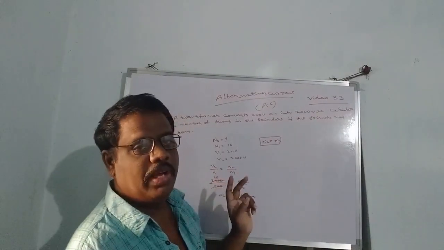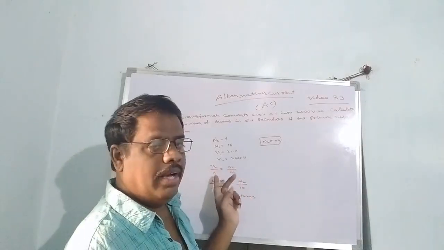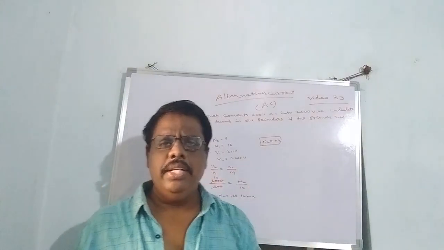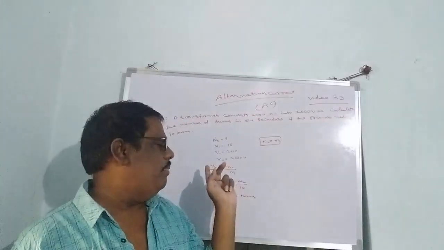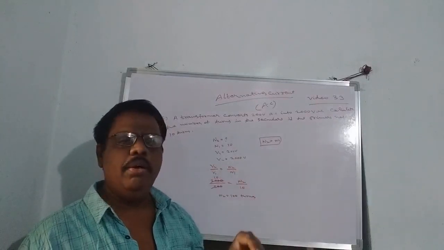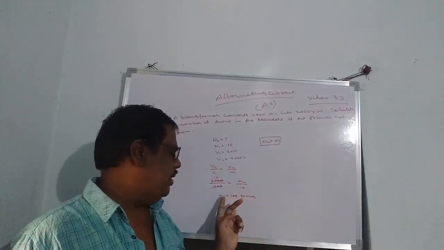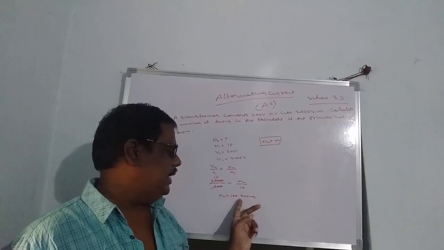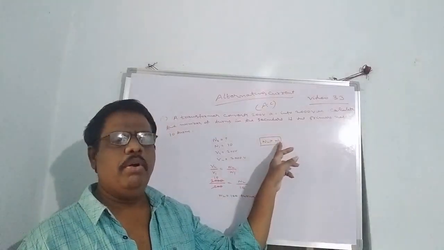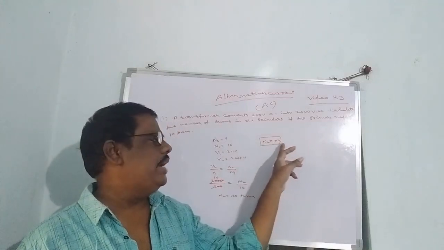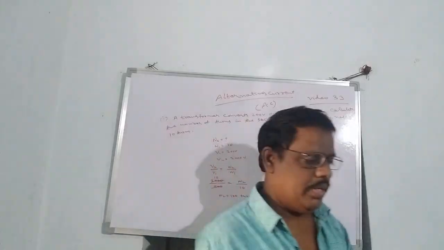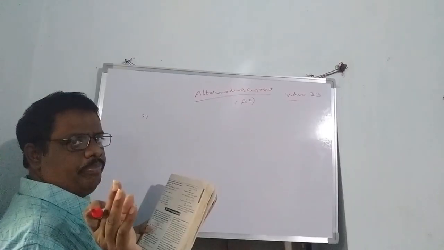What is the transformer formula? V2 by V1, or Vs by Vp, that means EMF of secondary to EMF of primary, equals the number of turns in secondary to number of turns in primary. So from this we get the number of turns in the secondary coil will be equal to 100 turns, and the number of turns in the primary coil will be only 10. N2 is greater than N1, so the given transformer is a step up transformer. Next problem.